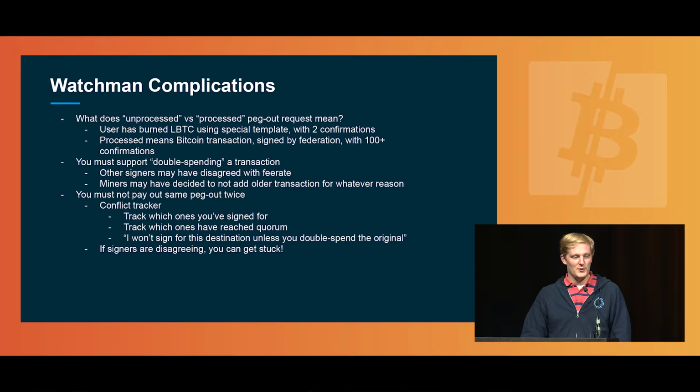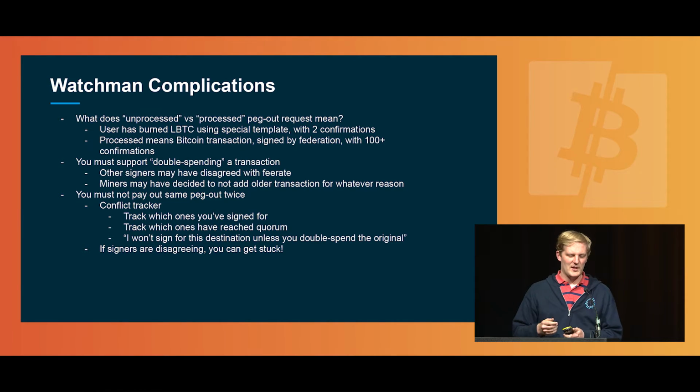But it's very important you also don't process the same Pegout twice. When you make a request and you sign for that request, you have to make sure that any other follow-up signature cannot confirm in the same chain. So we have the conflict tracker, which basically keeps track of everything you've signed for and anything you've seen completely signed.